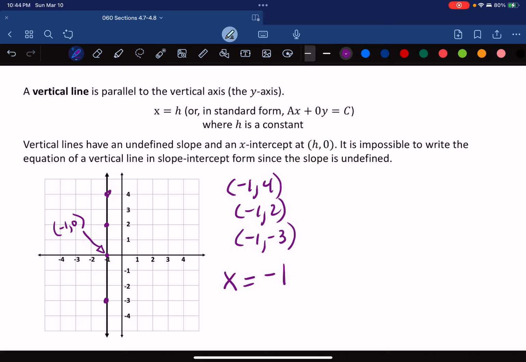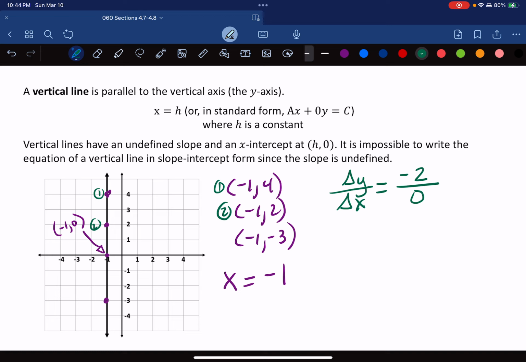Now what about slope? That's my change in y over my change in x. Well, let's see. First 2 points are the ones we'll kind of look at. The top one and the middle one. So -1, 4 and -1, 2. Change in y going from 4 to 2 is going down 2. And that's a change of -2. And then my change in x is -1 to -1. So there's no change. That's 0.